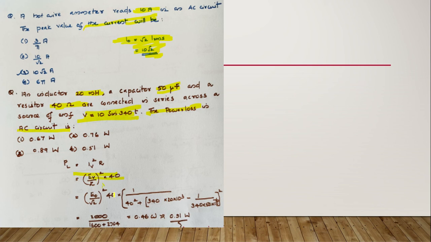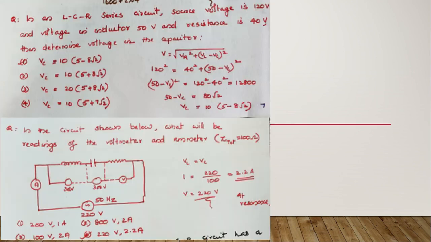E RMS is nothing but E0 by root 2, squared. 40 into Z we can just find. And here is R square, and inductor and capacitors are there. So Z takes the value as the root of R square plus (XL minus XC) whole square. So you just take the value and you get the answer.